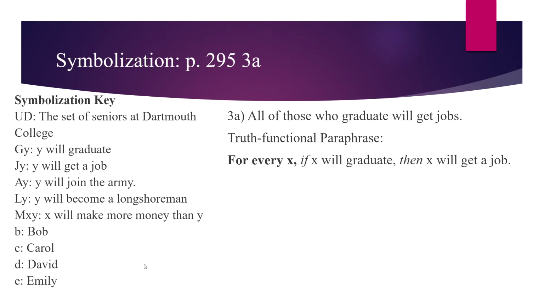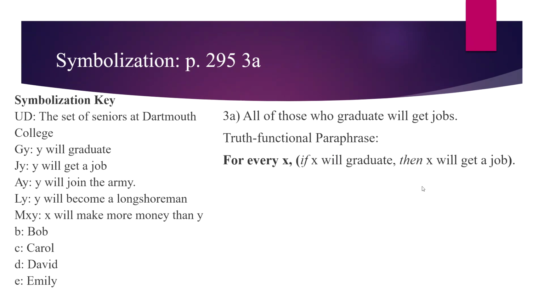For every X, if X will graduate, then X will get a job. Here that universal quantifier is the main connective, so to say, of the sentence, right? The quantifier, for every X, governs both the X in the antecedent and the X in the consequent. So to make sure we have that scope captured in our symbolization, we need to add these parentheses, right? For every X, if X will graduate, then X will get a job.